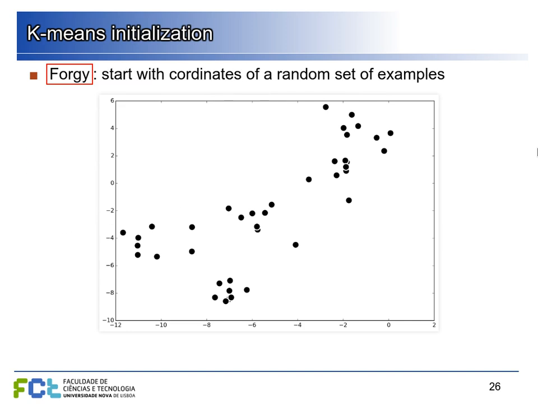So let's see two ways of starting the algorithm. One, a method proposed by Forgy, is to select a random set of our examples. Note that the centroids are not examples. We move the centroids independently of the examples. But we will start with the centroids placed at randomly chosen examples. For example, like this. And now we create clusters by assigning each point to the closest centroid. So this is the first iteration where we create the first set of clusters.